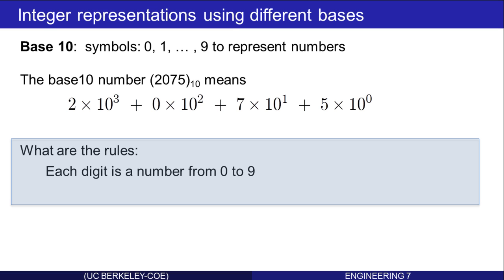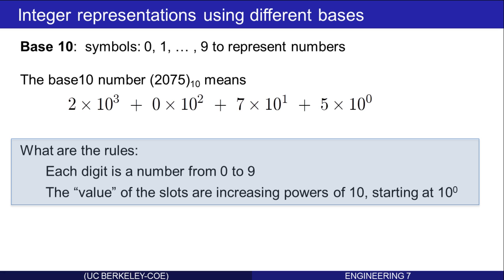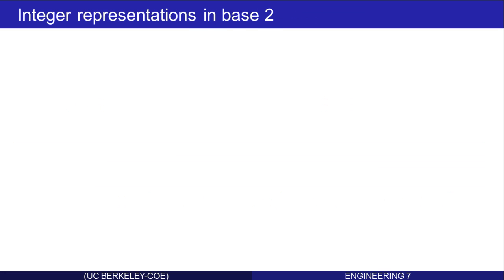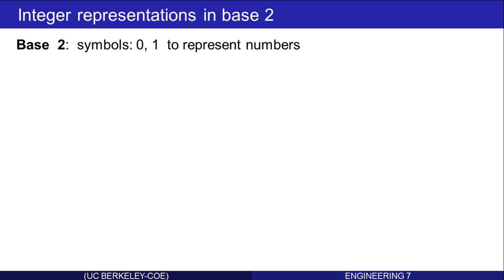Each digit is a number from 0 to 9, and the value of each slot are increasing powers of 10, starting at 10 to the 0 on the right and moving over. Base 2 is identical, just there's many fewer symbols. 0 and 1 represent the numbers 0 and 1.